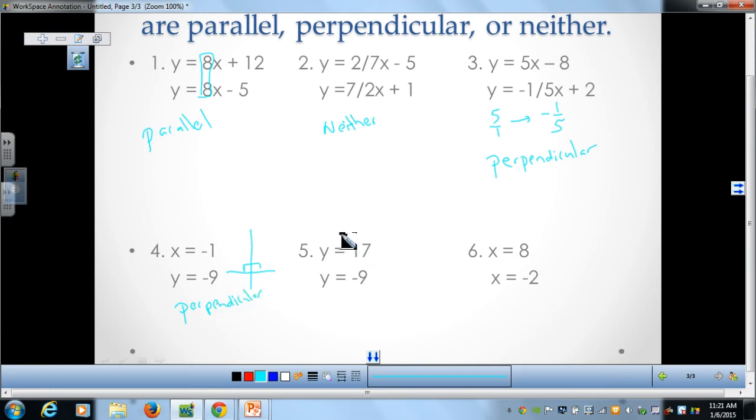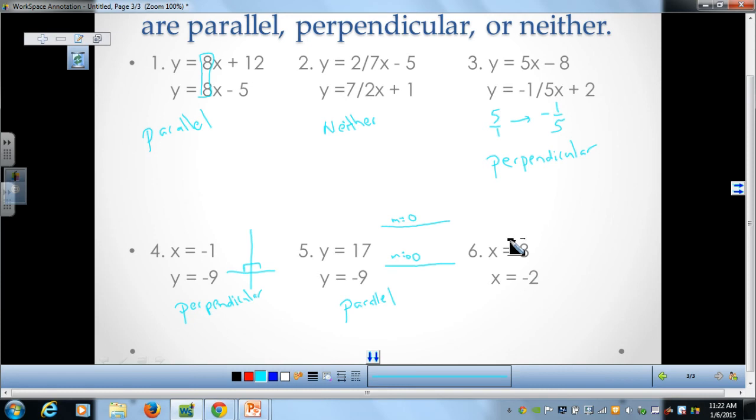Now if we look at number 5, y equals 17 would be a horizontal line like this. Y equals -9 would be a horizontal line like this. We know that horizontal lines both have a slope or rate of change of 0, so they have the same slopes. They would intersect at different y-intercepts, one at 17, one at -9. So these would be parallel lines.